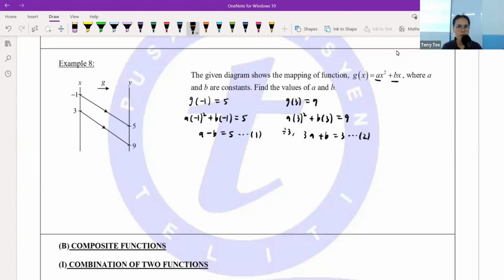So let's take equation 1 plus equation 2. When you add together, 1a plus 3a is 4a, minus b plus b disappear. 5 plus 3 is 8. A is just 2. Okay, you can just sub inside any equation. Here I sub inside equation 1, 2 minus b equals to 5. b is 2 minus 5, negative 3.